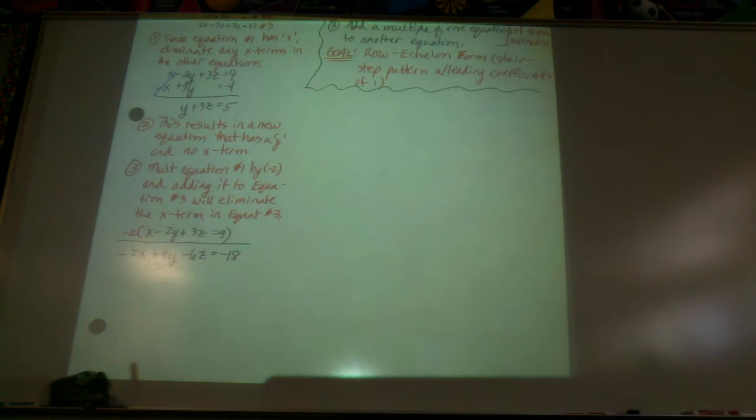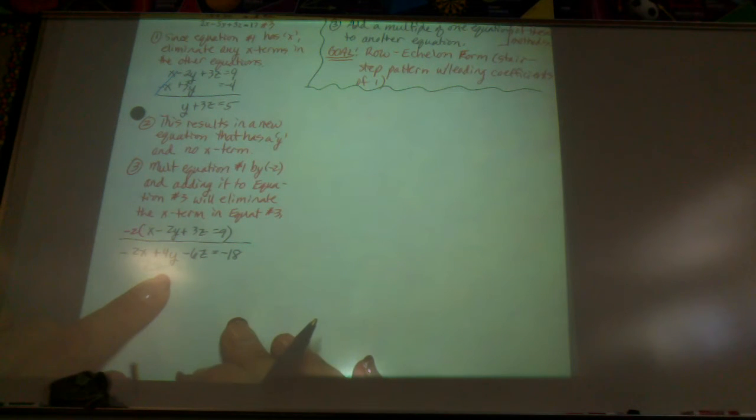Then I need to place the third equation right underneath that. Esther, if you need to move up so you can see, feel free. I know I'm writing small today.